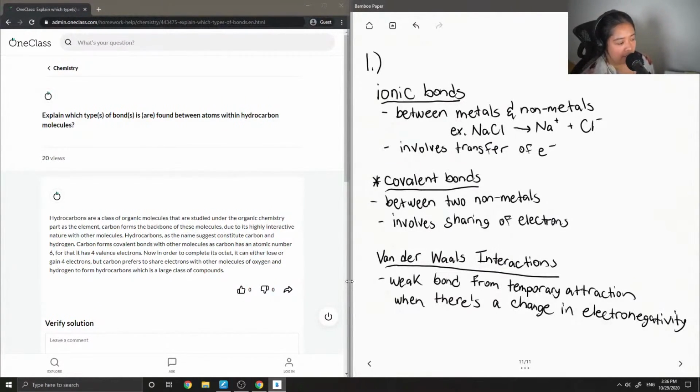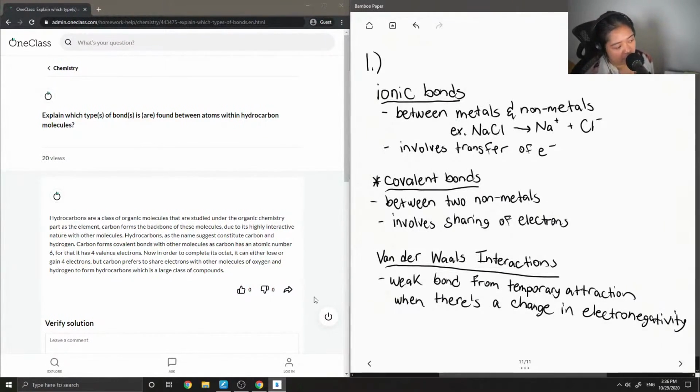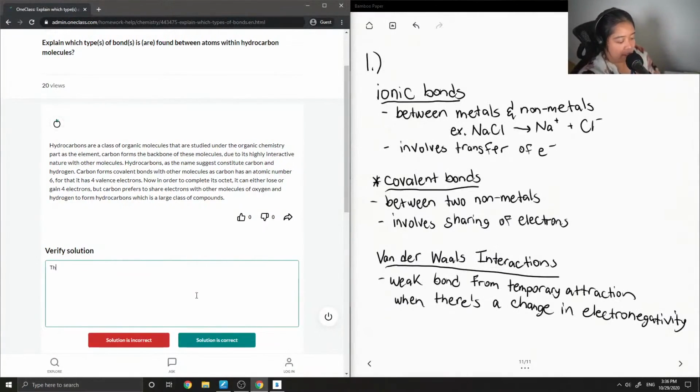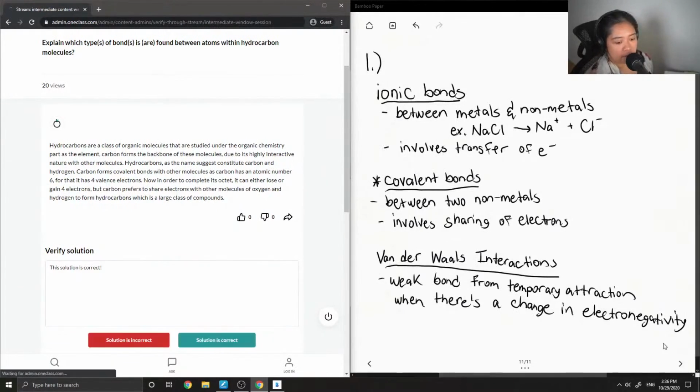In order to complete its octet, it can either lose or gain 4 electrons, but carbon prefers to share electrons with other molecules of oxygen and hydrogen to form hydrocarbons, which is a large class of compounds. So I'd say this solution is correct. They gave a lot of background about what hydrocarbons are, and also a reason as to why they want to form covalent bonds with other molecules as well.